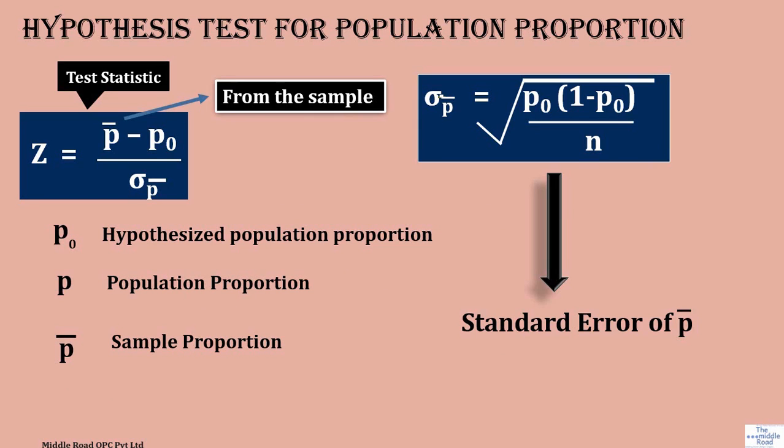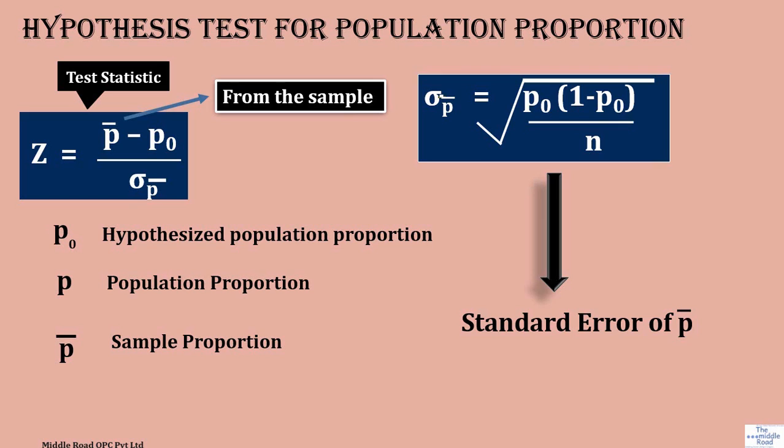Hypothesis testing for population proportion is exactly what we have done before, except the formulas change. We are going to be calculating the test statistic. The standard error of P bar, which is the sample proportion we get from the sample, is given by the following formula. We'll apply these rules in a numerical to see how to solve a population proportion. It's very similar to what we have done before.